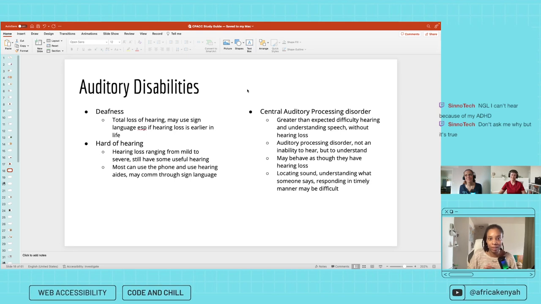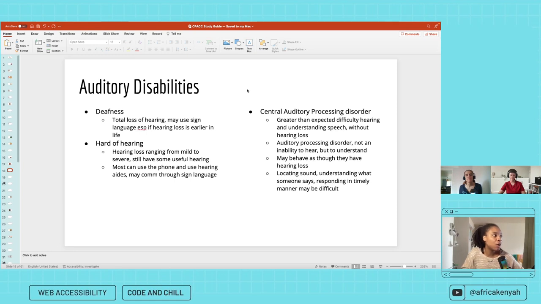Auditory disabilities. I actually have an auditory disability. Let's start with an easy one, deafness. That's, I think, an easy concept to understand. It's total loss of hearing. They either use sign language, and usually if they're using sign language, it's because they lost their hearing earlier in life. As you lose your hearing later in life, you usually speak or figure out a way to communicate that way, and then you may learn sign language.